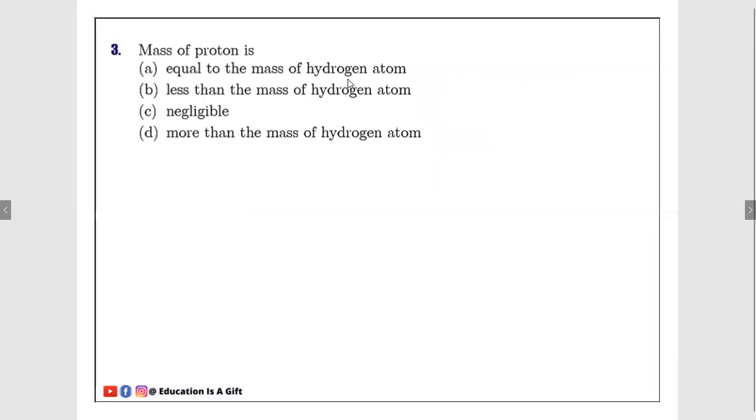Third question, mass of proton is. Here mass of proton is equal to mass of neutron, that concept we all know, but if you observe these four options, they are not talking about neutron, they are talking about hydrogen atom. We know hydrogen has one electron, one proton and zero neutrons. So mass of one proton is equal to mass of hydrogen. Equal to the mass of hydrogen atom, yes, we can go with this. Less than the mass of hydrogen atom, no. Negligible, never. More than the mass of hydrogen atom, no. So answer will be A, equal to mass of hydrogen atom.